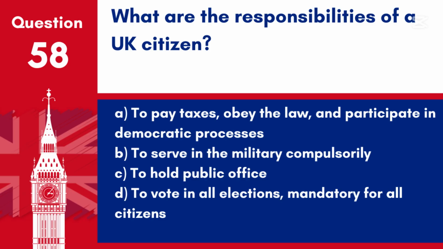A. To pay taxes, obey the law, and participate in democratic processes. B. To serve in the military compulsorily. C. To hold public office. D. To vote in all elections, mandatory for all citizens. Answer A. To pay taxes, obey the law, and participate in democratic processes.